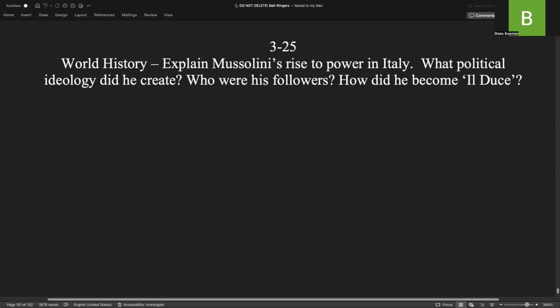Who were his followers? Ben. Black shirts. The black shirts, yes, good job. And they obviously heightened nationalism, right? They embraced this ideology that Mussolini brought forth, and people were very patriotic for it.